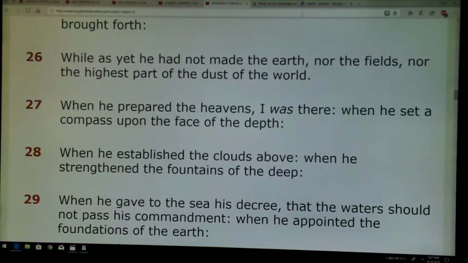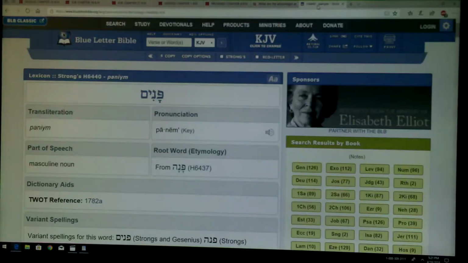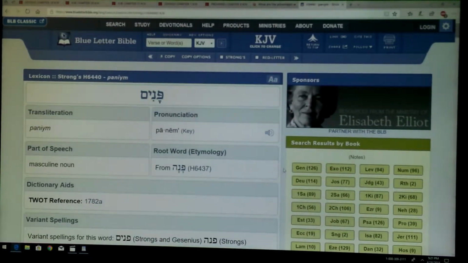And let's learn about that panim. Here's the word in the Strong's Concordance, panim.